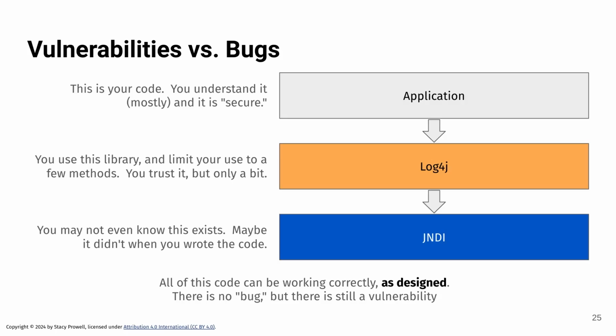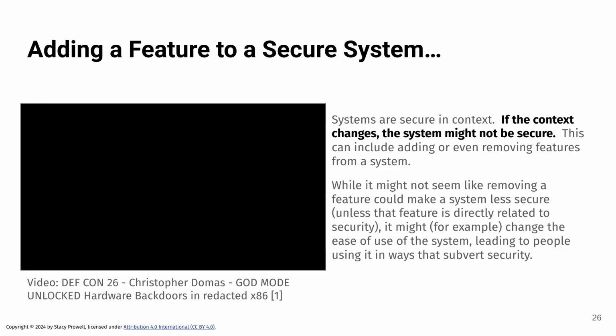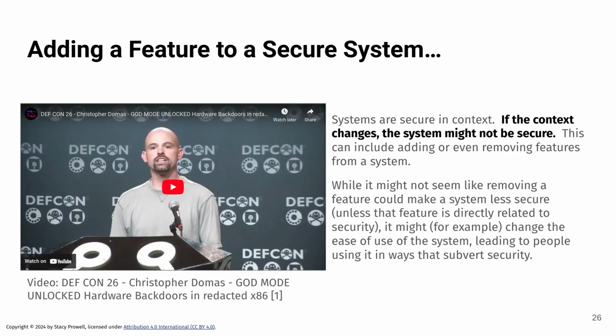Within the Log4j world, they wanted to add a feature. Remember we mentioned that adding a feature to a secure system can sometimes make that system insecure. That's what happened here. In addition, they increased the configurability space, but they didn't check for the security of that new space. So they broke a lot of the rules that we've talked about in previous classes.